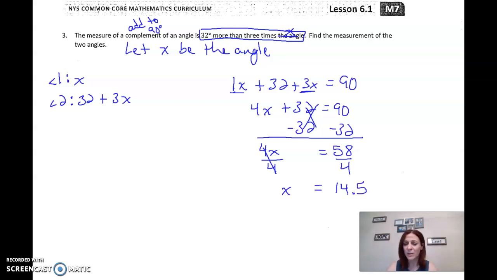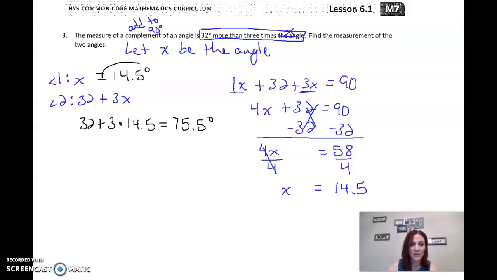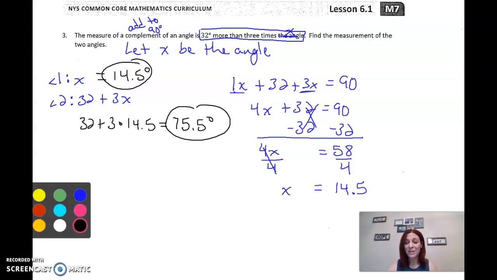Don't stress that you get a decimal right there. Did we answer the question being asked? Find the measure of the two angles. Nope. We found the measurement of one of the angles. X is equal to 14.5 degrees. And then we're going to go 32 plus 3 times whatever x is, 14.5. And that is going to equal, if you just type that into a calculator, 75.5 degrees. These two angles right here are going to add to give you 90. Okay, so we're going to use this idea of complements and supplements and the different angle relationships to use the information we're given to solve for unknown angles or unknown measures of x.